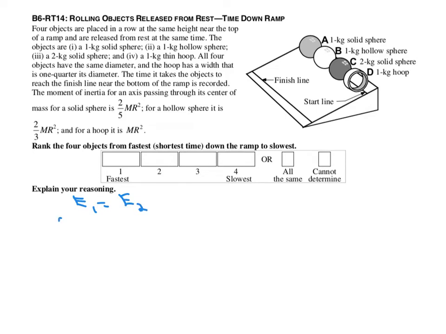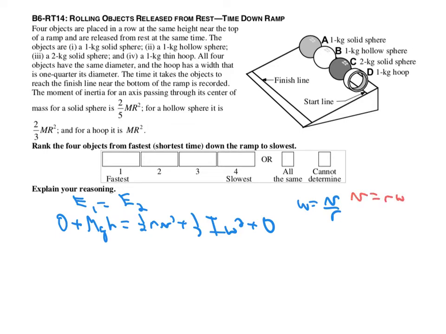The energy at the top, of course, is no kinetic energy, plus mgh, where m is the mass and h is how far up they are. And at the bottom, we have 1/2 mv squared plus 1/2 I omega squared, plus no gravitational energy at the bottom. But of course, we have that omega is v over r, because, as we derived several times, v equals r omega.